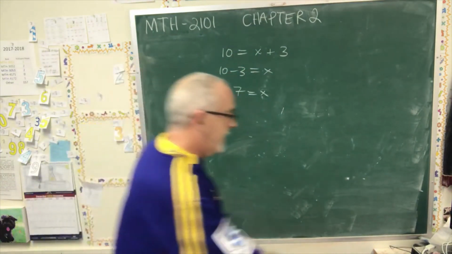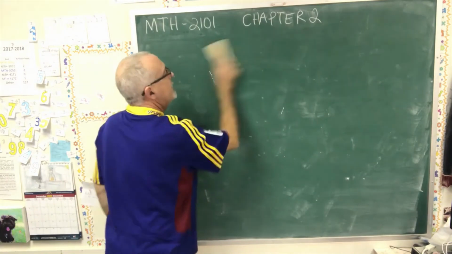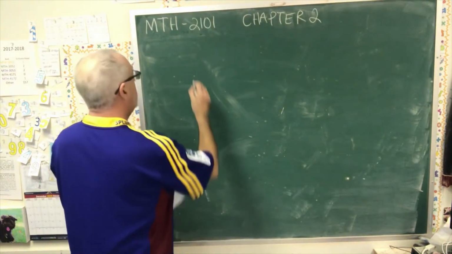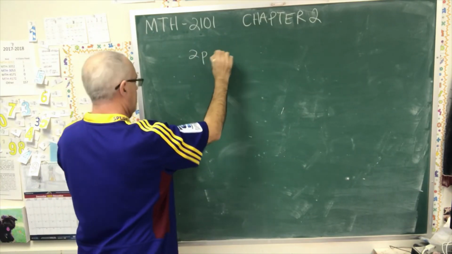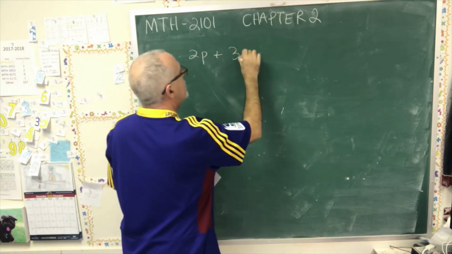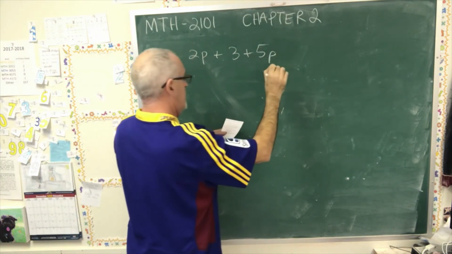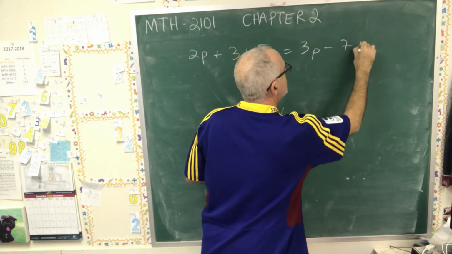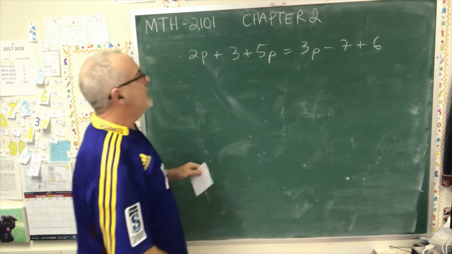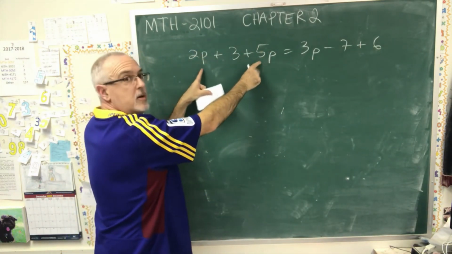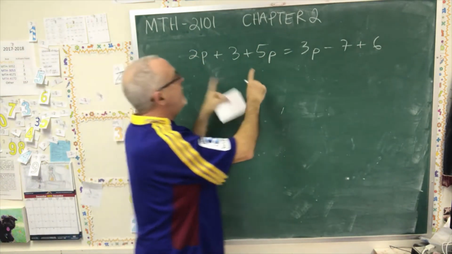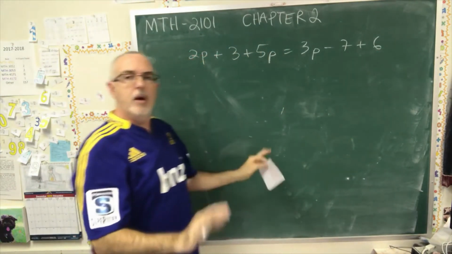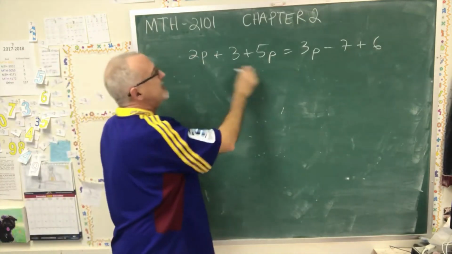In a math question, you can be asked to deal with things that are a little longer. How about 2p plus 3 plus 5p equals 3p minus 7 plus 6. Now I can start combining my p terms right away over here, and I can start combining my constant terms right away over here, but I'm not going to, because I have a mixture on both sides.